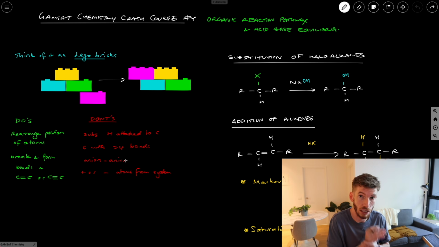Carbon should have ideally 4 bonds. You cannot exceed that and go to more than 4. Again, anyone who's done more chemistry, you might want to argue with me and say, actually, it's possible. Yes, that's true, but for GAMSAT, never more than 4. We can use that principle all the time.